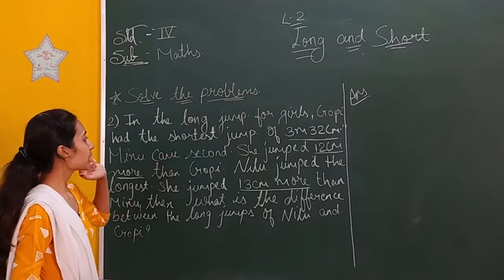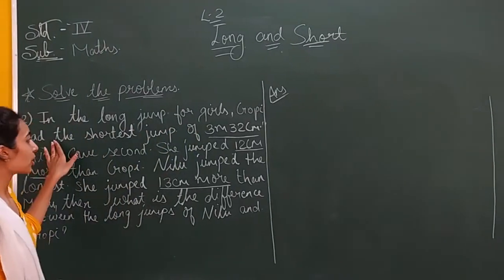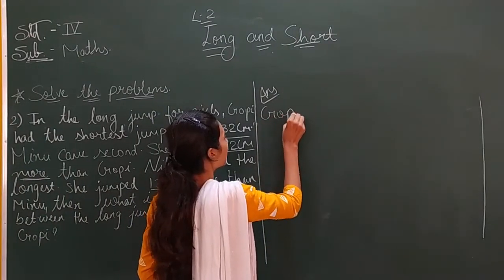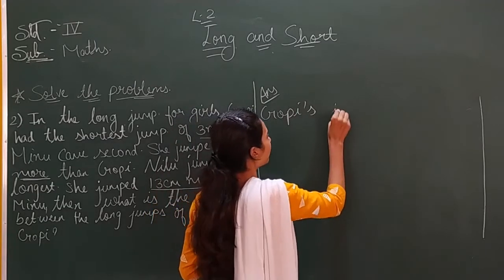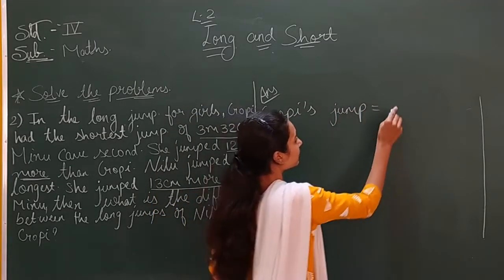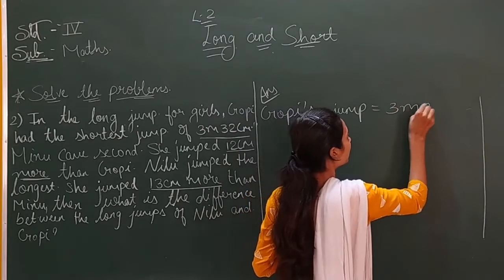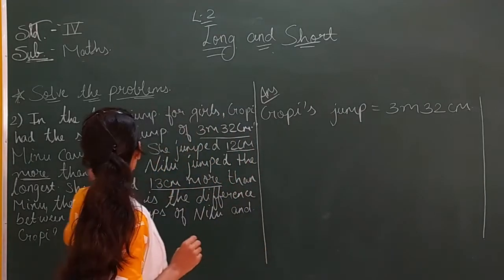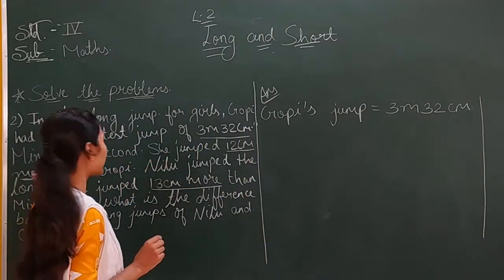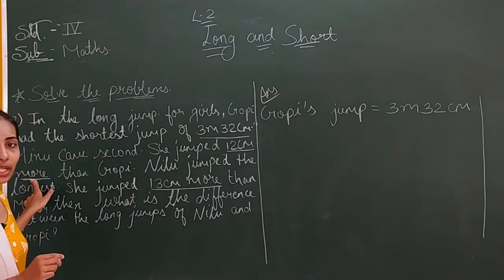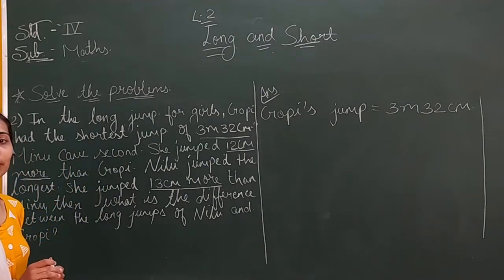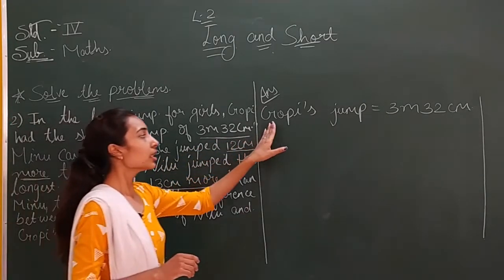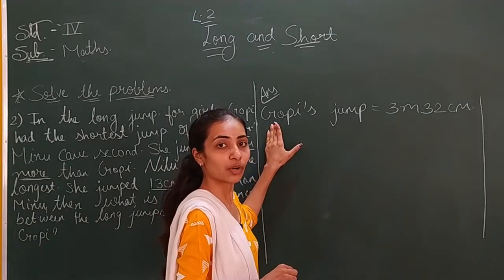Let us find out. In the long jump for girls, Gopi had the shortest jump of 3 meter 32 centimeter. So first we will write the jump of Gopi. Gopi's jump is 3 meter 32 centimeter. Now it is told Minu came second and she jumped 12 centimeter more. If she is jumping 12 centimeter more than Gopi, then we have to add. We have to do addition to find the jump of Minu. We have to add it in the Gopi's jump. Then we will get the jump of Minu.